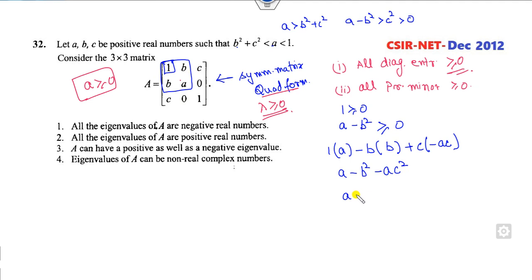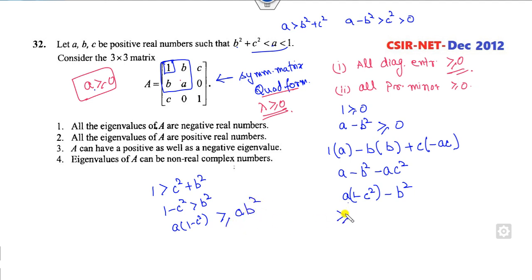So you can see I can write it as A times 1 minus C square minus B square. Look at that. 1 is greater than C square plus B square. So 1 minus C square is greater than B square. A is a positive number. So if I multiply this here, it is greater than AB square. So this number is greater than or equal to AB square minus B square. A minus 1 is B square. A is less than 1, but A is greater than 0. So is this number always positive? Is it always positive? No.